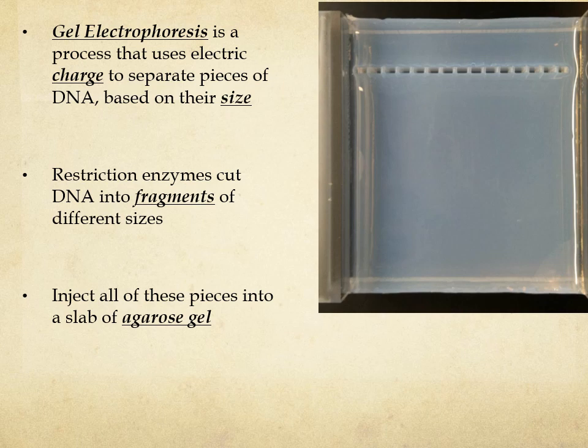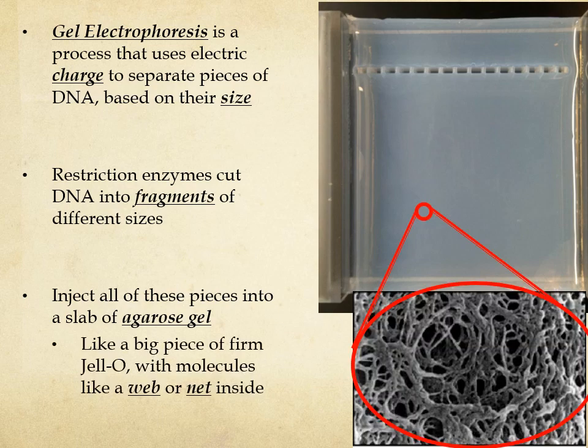So on a microscopic level, inside the agarose, it looks a lot like this. Even though it's kind of smooth outside, if we could see it on a microscopic level, it's got all these little nooks and crannies and these spaces that the DNA can actually move through.